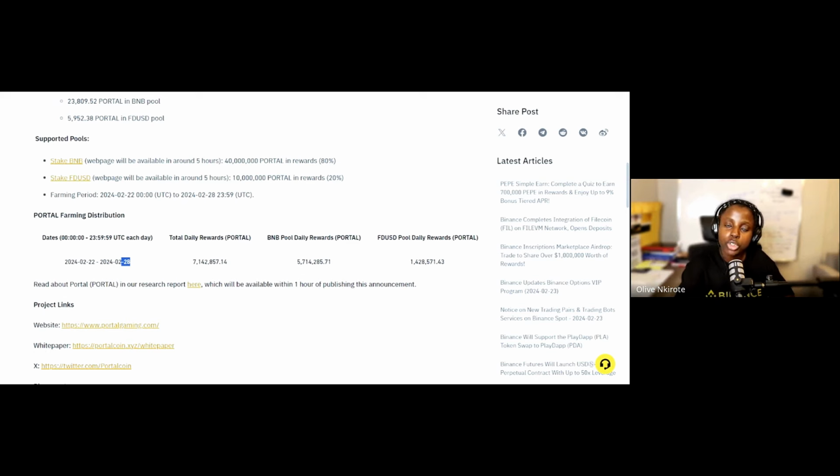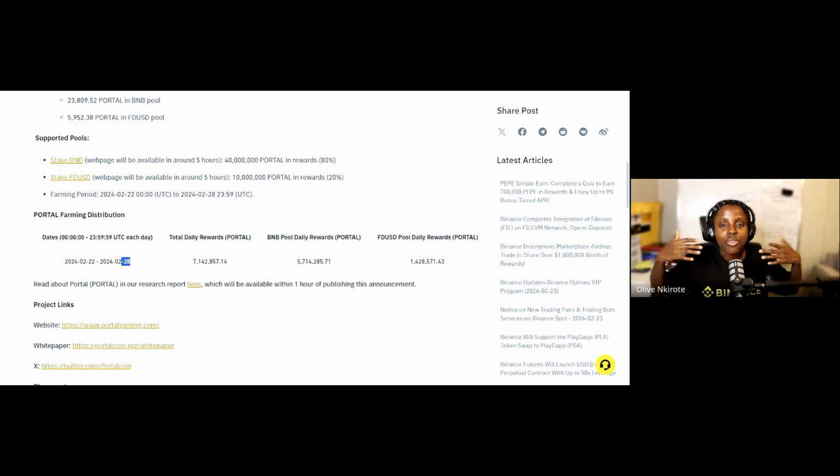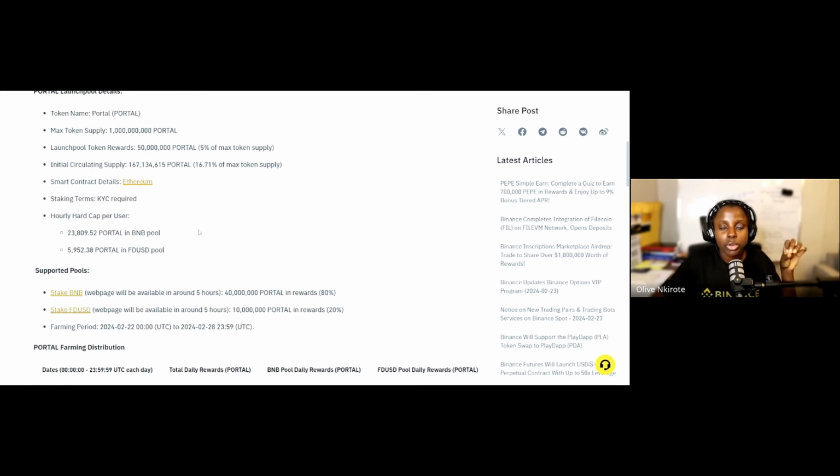If you put your coins on day 6, you will only get enough from day 6. If you put yours from day 1, you're going to get tokens day 1, day 2, day 3, day 4, day 5, day 6. Then after day 6, the farming period ends. All the 50 million Portal tokens will have been distributed in the 6 days. And you can even see they're calculating hourly how much each pool is going to get.